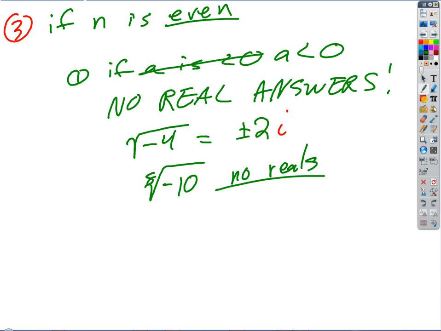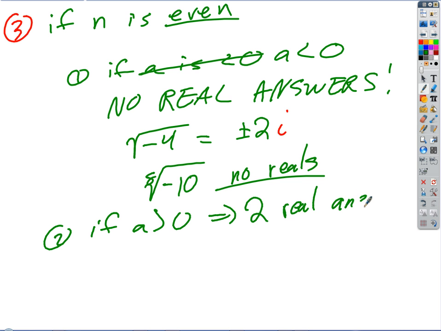Now, what if a is positive? Well, if a is positive, then we know that we always get 2 real answers. And we have some familiarity with that. We've done this stuff, right? For example, the square root of 9 gives us back plus or minus 3, doesn't it? So we already are familiar with that.